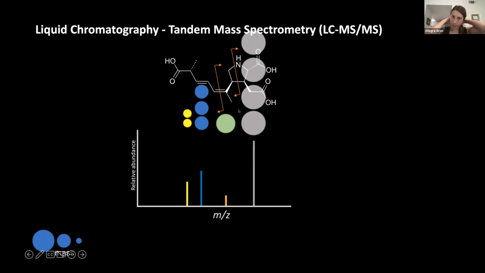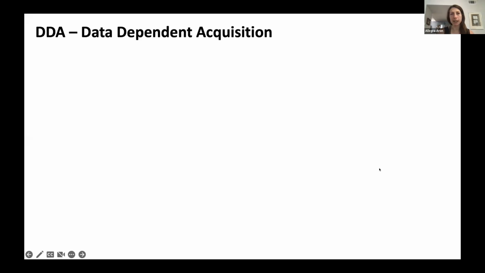Okay, and so we can actually then use this tandem MS in some more advanced workflows that Daniel will be describing in just a minute or two. But how do we actually get all of these different tandem MS spectra? Because I just showed you one molecule fragmented, but in a real experiment, we have thousands of different compounds and we'll fragment many of them. But how do we choose which ones to fragment?